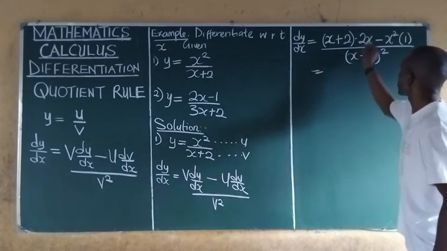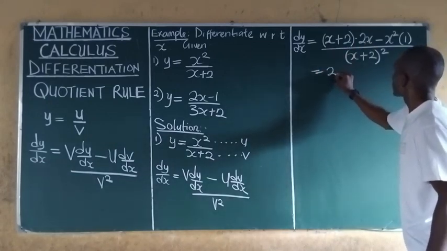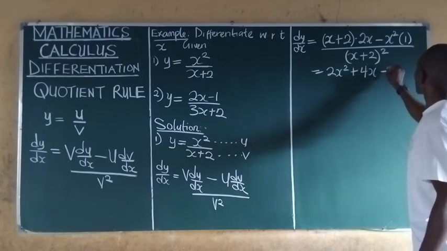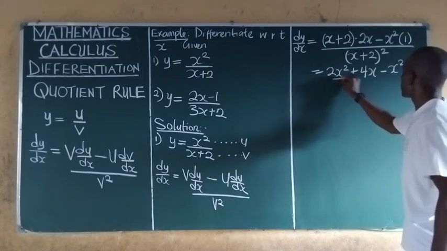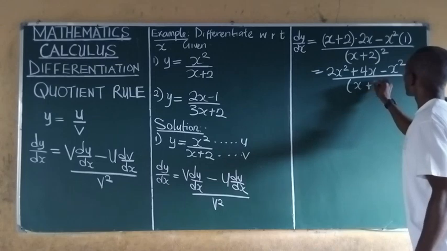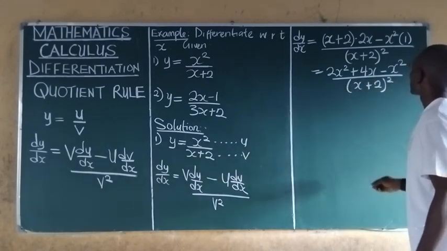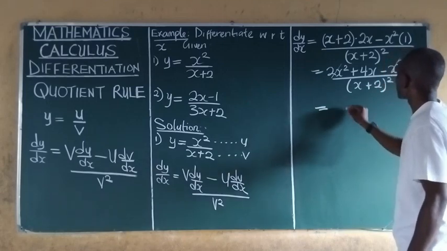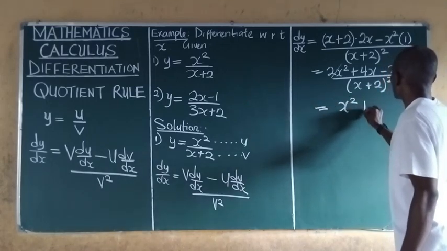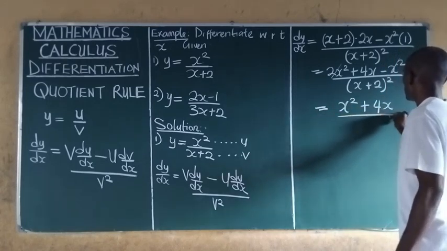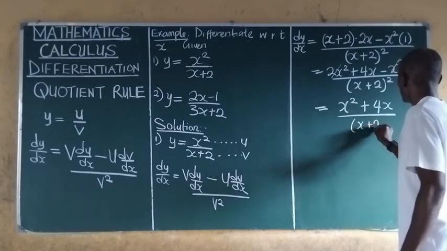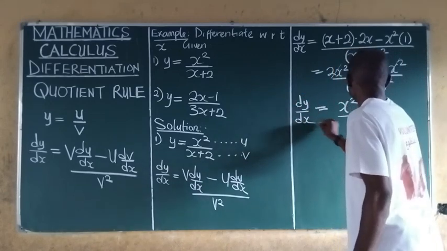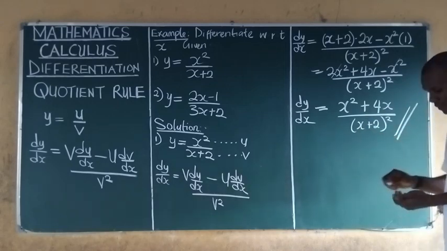So the next thing to do is just to open our brackets. This multiplied by this, we have 2x squared plus this multiplied by this, 4x, minus x squared, all over x plus 2 raised to the power of 2. So if this goes into this, we'll have x squared plus 4x all over x plus 2 raised to the power of 2. So dy over dx is equal to this as our answer.